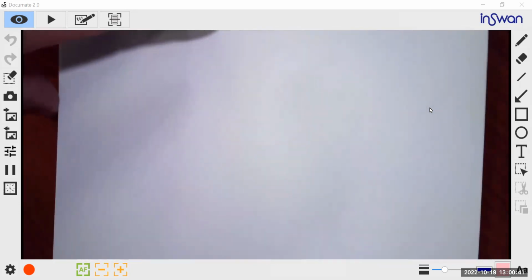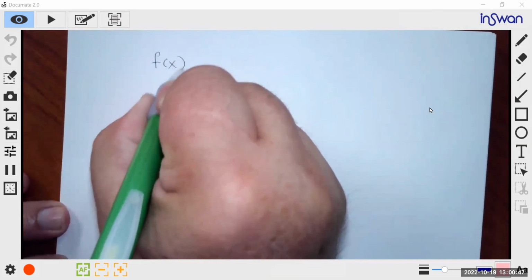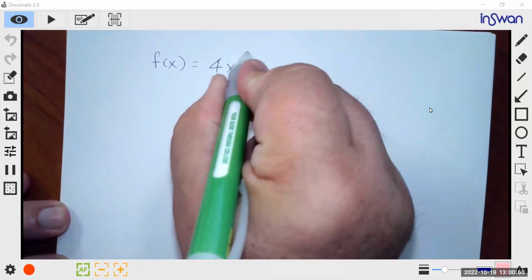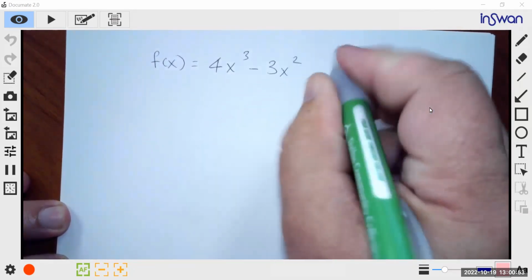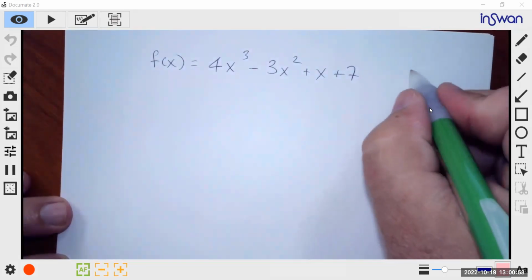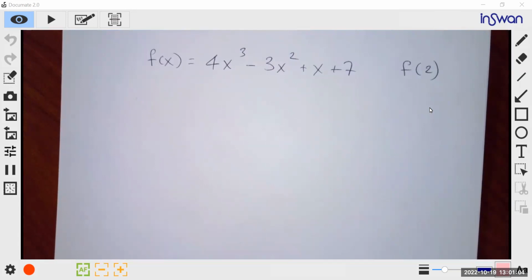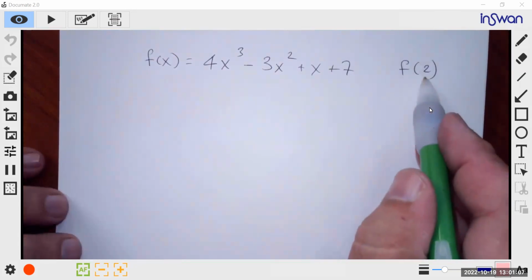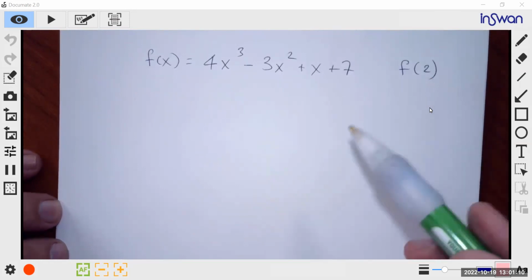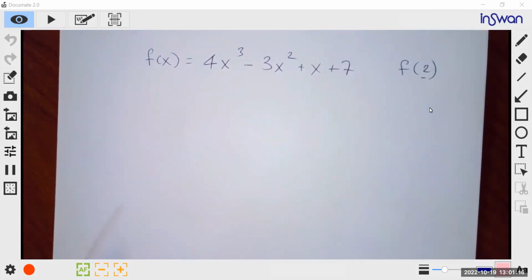So in other words, I can also ask you this. If f of x equals 4x cubed minus 3x squared plus x plus 7, is x minus 2 a factor? See if this works. See what happens if you plug it in the equation. And then if it does equal 0, then we'll ask you what the factor is.